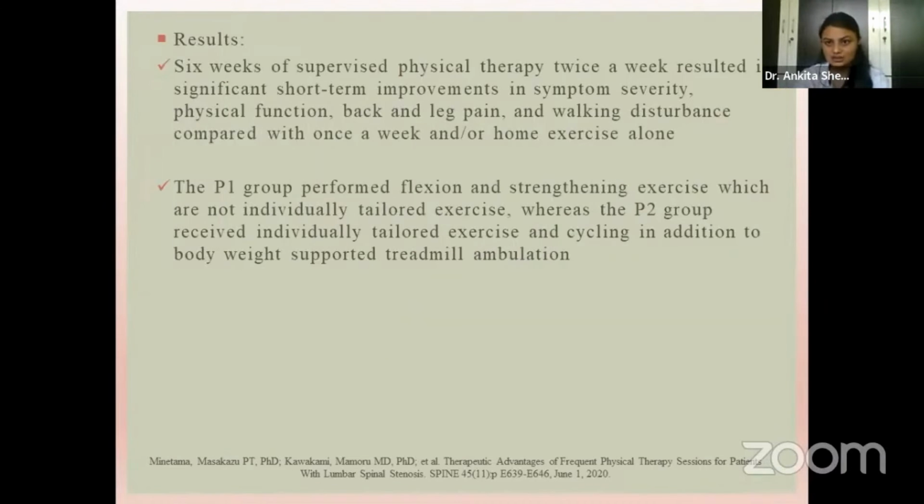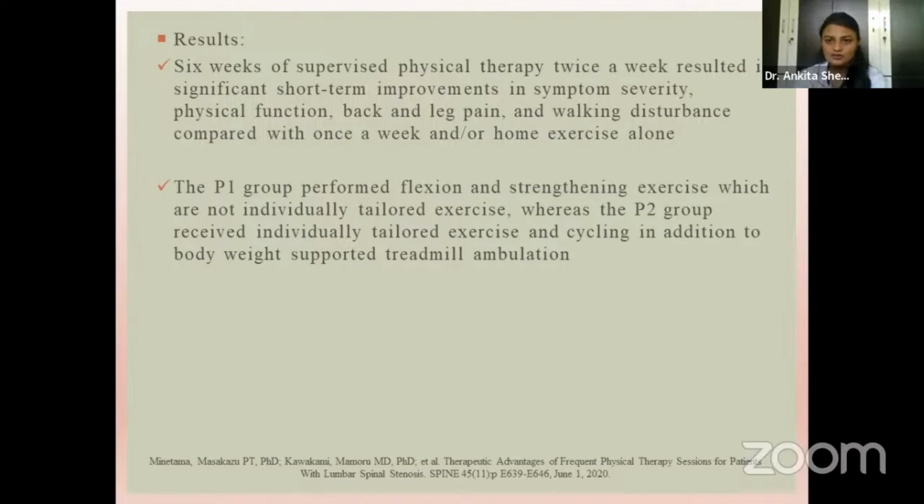The results of this study were in the favor that 6 weeks of supervised physical therapy twice a week resulted in significant short-term improvements in symptom severity, physical function, back and leg pain, and walking disturbances as compared to once a week or home exercise program.